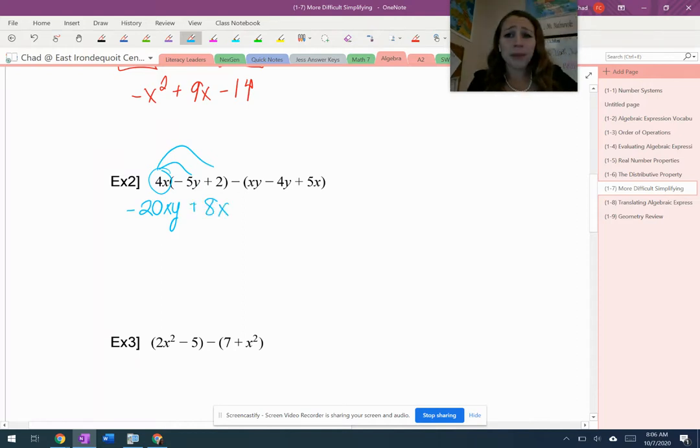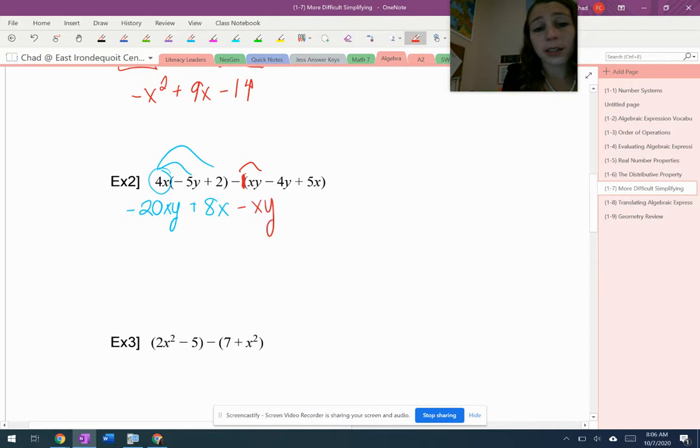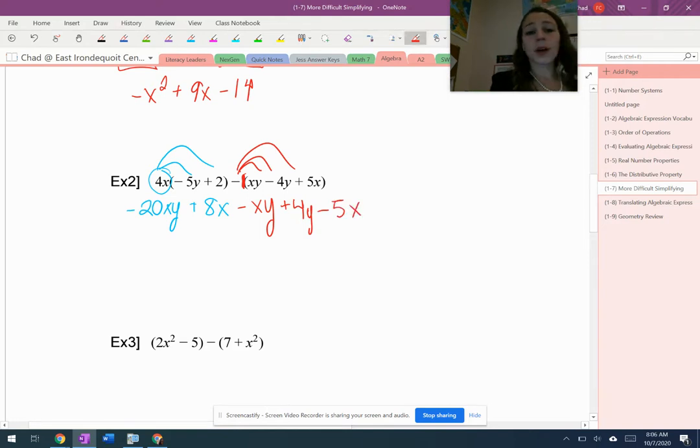And then over here in my second set of parentheses, I've got that negative there, and we know that that's not just a floating negative, that has a negative 1. That's really a negative 1 out there that I've got to distribute to all three pieces inside that group, each one of those. So negative times the xy makes it negative, negative times the negative makes it positive 4y, and then minus 5x. Okay, so now I'm just combining like terms here.